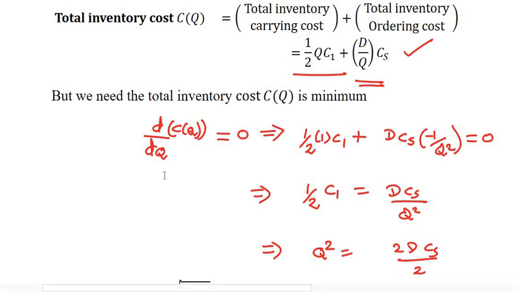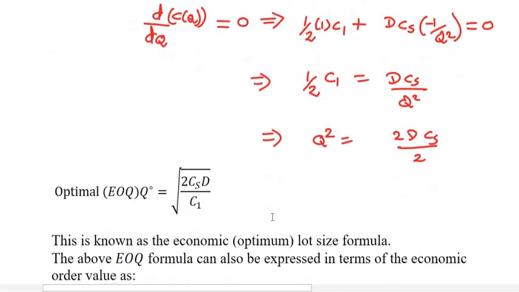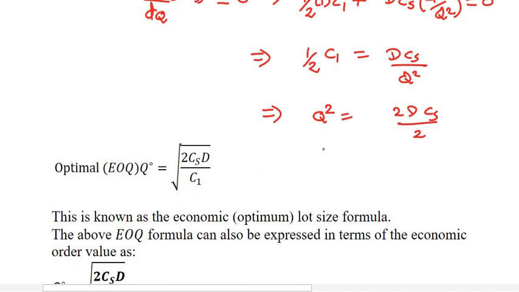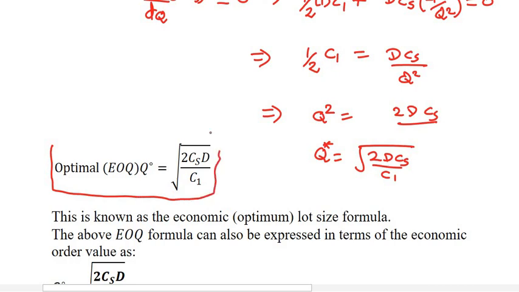Finally, we got the minimum order level. The minimum cost happens when the Q value is the square root of 2DCS divided by C1. This is called the economic order quantity level. That is the optimum inventory cost obtained whenever you order in the quantity Q equal to the square root of 2CSD divided by C1. This is known as the economic optimum lot size formula.